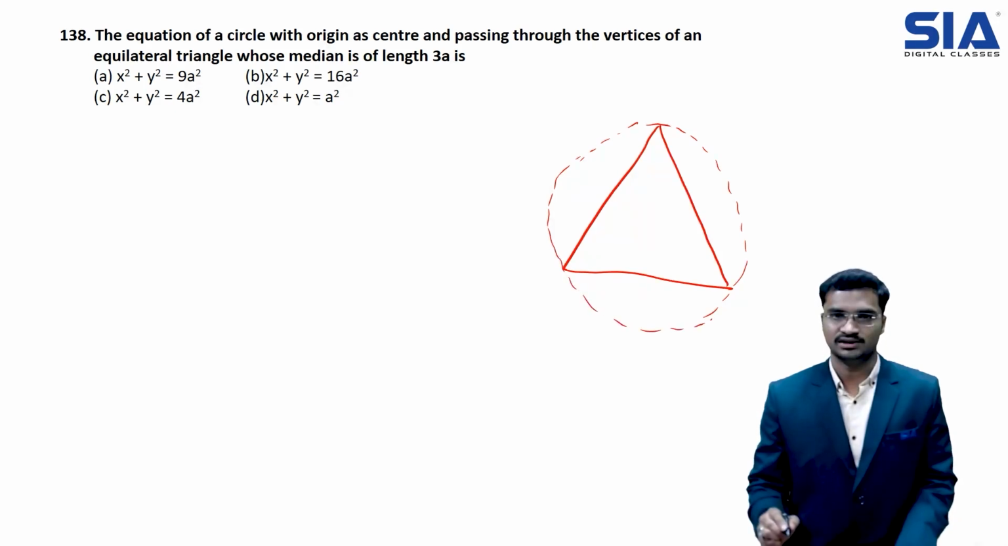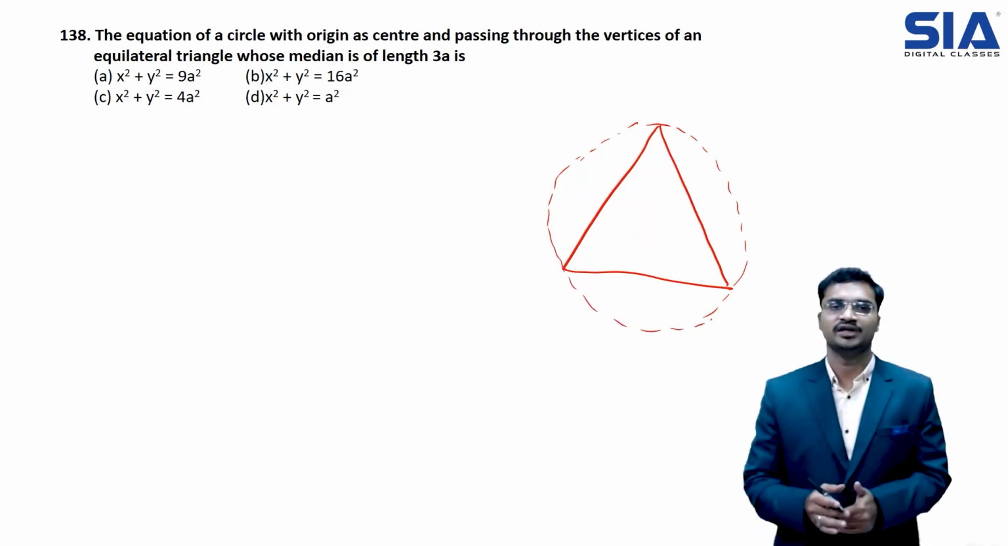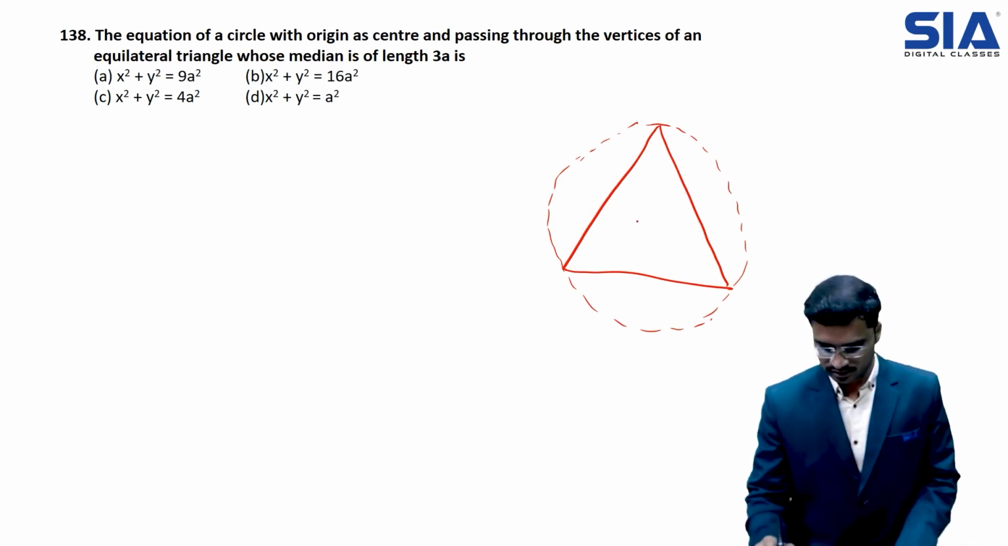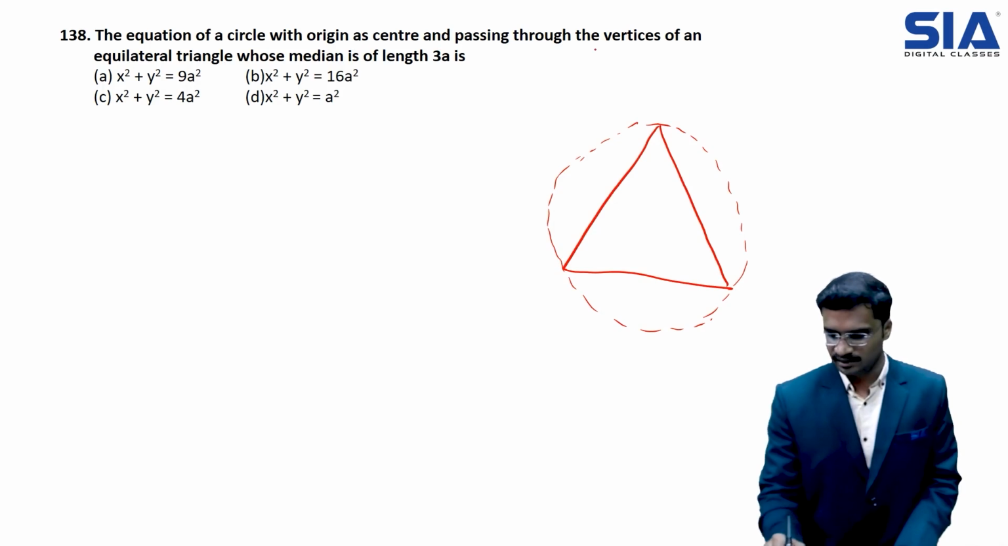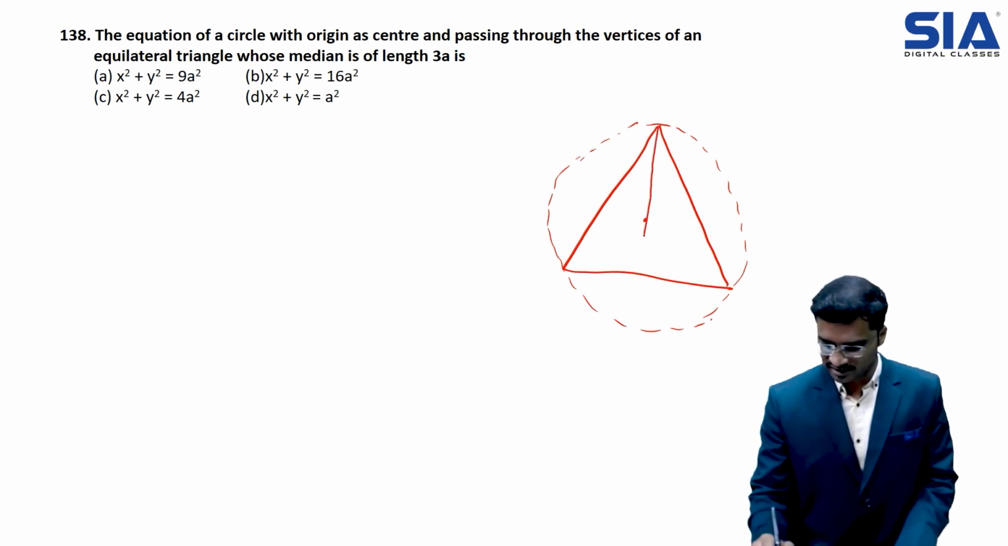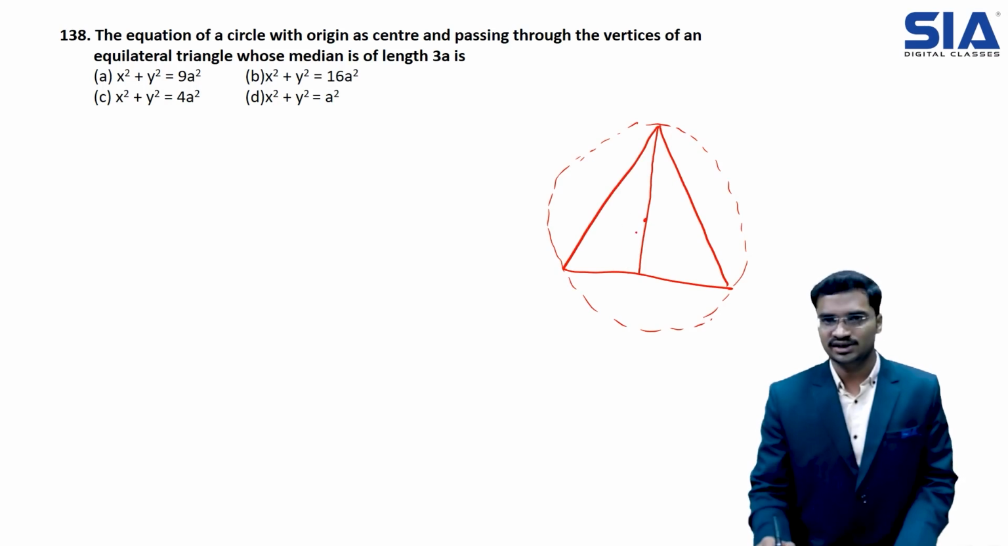A circle is passing like this. Now what we have to find is the equation of the circle with origin as center. So with origin as center and passing through the vertices. In this particular question, he has given the value of the median. The length of the median is 3a.